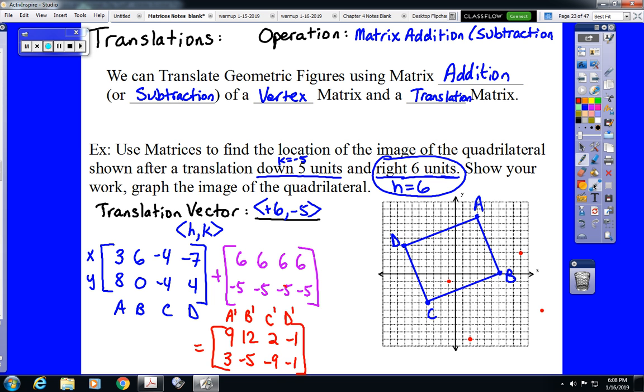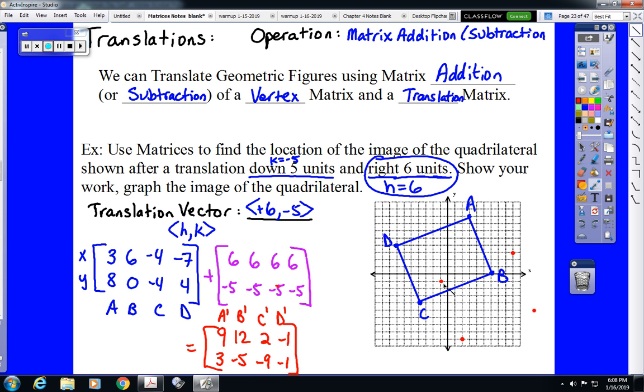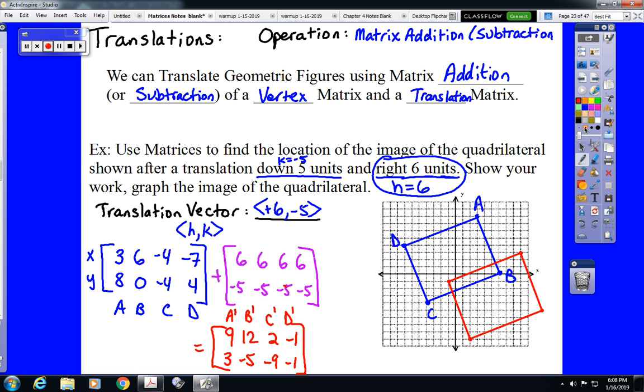Then we go through and we play connect the dots with those points. So we connect each vertex to the one next to it in the order they're listed in the vertex matrix. And if you see, that is exactly the same shape, only that shape has been shifted right 6 and down 5. So this is the image of A, this is the image of B, this is the image of C, and this is the image of D. Right 6 and down 5 from our previous image.